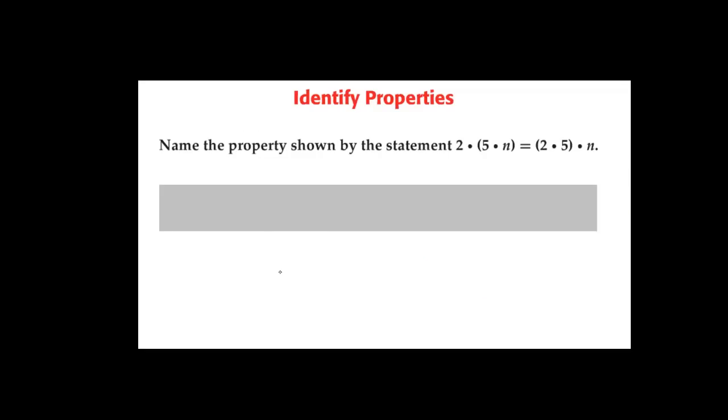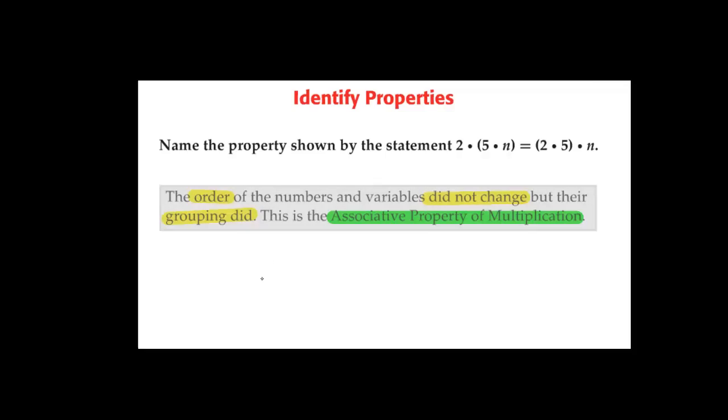So here's some properties that I want you to identify. Let's see if we can do this. What's happening in this example? We have 3 numbers multiplied together, and it looks like we grouped them differently. In the left-hand side, we grouped the last 2, and in the right-hand side we grouped the first 2. So which property dealt with grouping? Well, that was the second one we talked about. That was the associative property. Okay, we didn't change the order. It was still the 2, the 5, the n, same order, but we just grouped them differently.